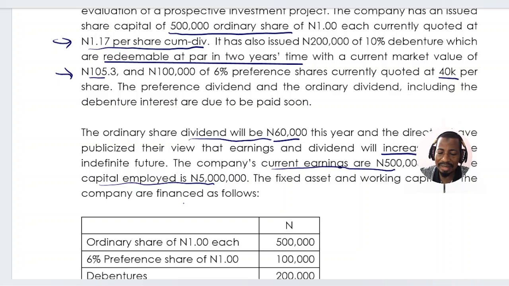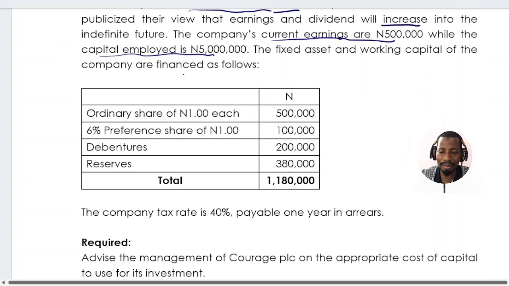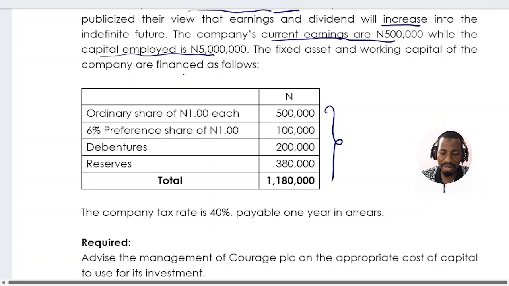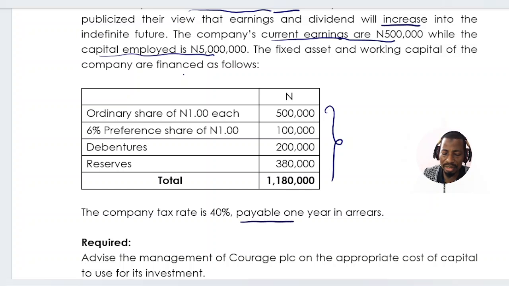Okay, the fixed asset and working capital of the company are financed as follows. That's the capital structure of the company. The company's tax rate is 40%, payable 1 year in arrears. So you have to watch out for this. The examiner has said payable 1 year in arrears. What that means is that when I want to calculate the cost of the redeemable debenture, instead of doing it from year 1 to the maturity date, I will do it from year 2 to the maturity date because of the 1 year lag. That will extend by 1 year.